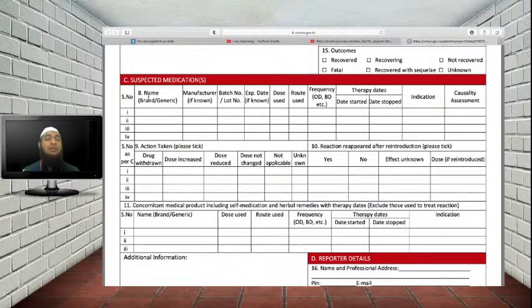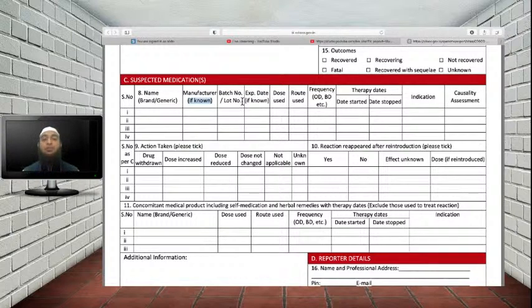So about that medicine, you need to write about the brand name and generic name. Then the manufacturer, who is the manufacturer, because some of the ADRs are related to the manufacturer's formulation. If you just change the formulation, it may lead to the ADR. And just now I have mentioned that with phenytoin, when one excipient was changed by one of the manufacturers, the phenytoin toxicity increased.